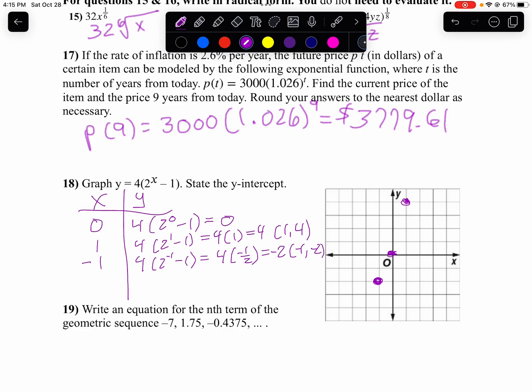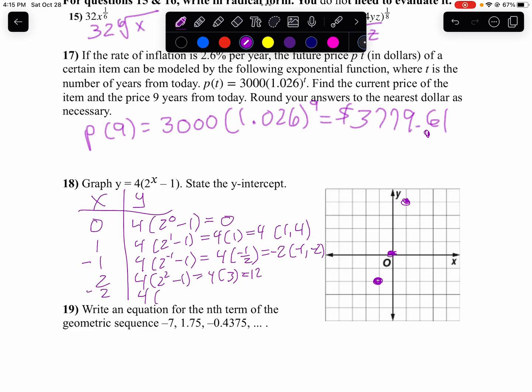Okay, let's try 2. So if we go 4 times 2 to the second power minus 1, well, 2 squared is 4 minus 1 is 3, so we take 4 times 3, which is 12. And that's going to be way off my grid, isn't it? Way up here someplace.